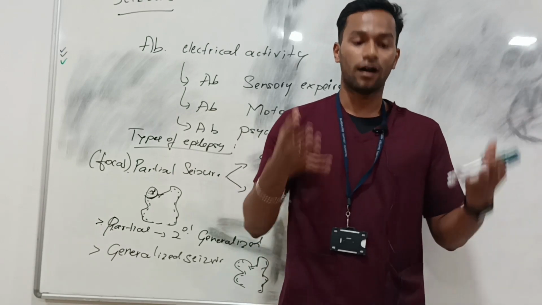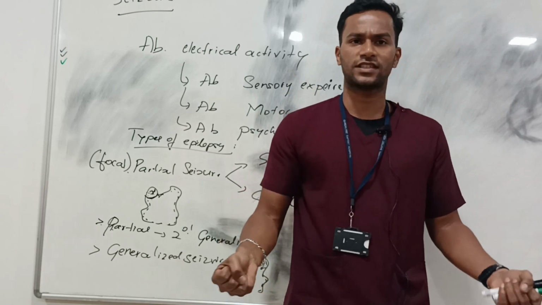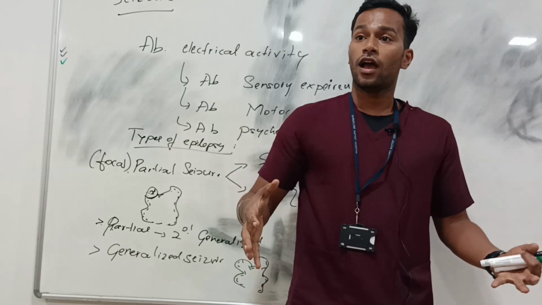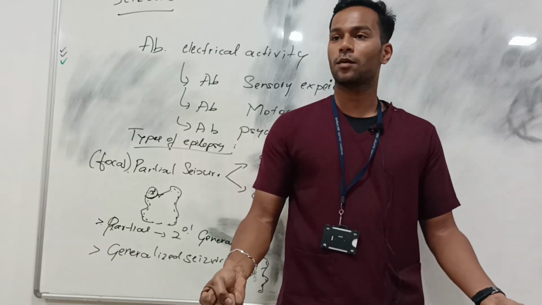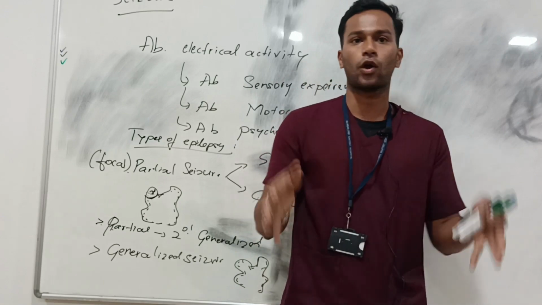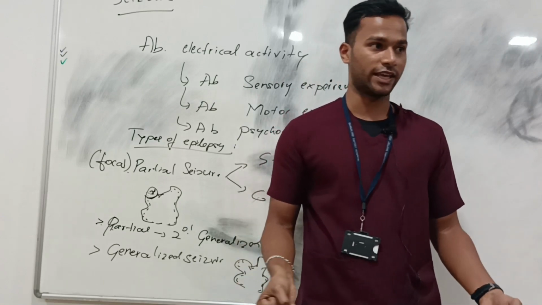That means in tonic there will be a very stiffness of the body present, but in case of atonic there will be no strength in the body. They will become like a mask, a ball. They'll fall off and they'll collapse. That is how the atonic is.